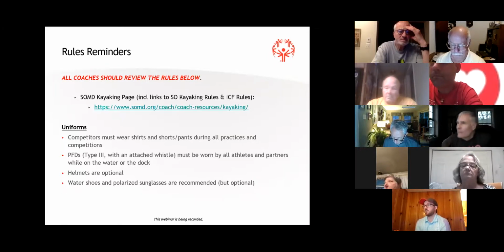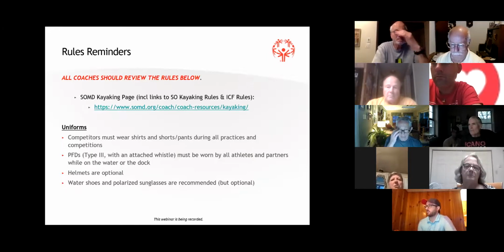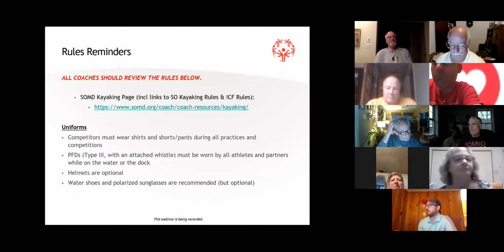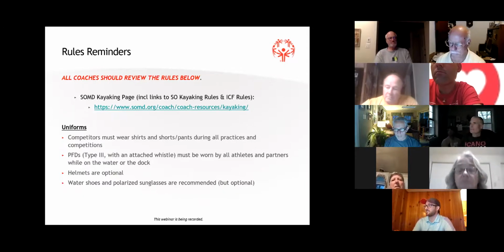Uniforms, you guys know the deal for the most part: shirts, shorts, pants during practices and competitions. You need some sort of PFD, type 3, with an attached whistle. The whistle is always a great added feature just in case. And again, all athletes and partners need to wear them while they're on the water or on the dock. Again, we want safety for all of them. Helmets are optional. Water shoes and polarized sunglasses are definitely great to have. And I will also add that a hat is not bad either. As somebody that sunburns very easily, I like to wear a hat as much as I can when I'm on the water.